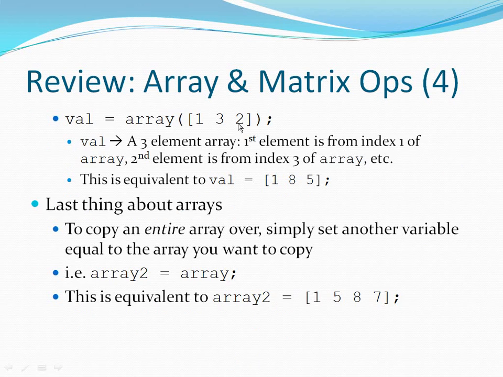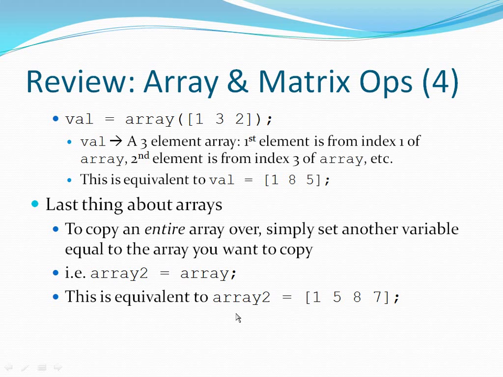Last thing about arrays is that if you want to copy an entire array over, all you have to do is figure out another variable name that you want. Just give it a name, and then copy it completely over using the assignment operator. So if I wanted to create a copy of the original matrix, call it array 2. If you just do array 2 equals array, it'll take every single element in array and copy it over to array 2, and that's what you get. Okay, not too bad.